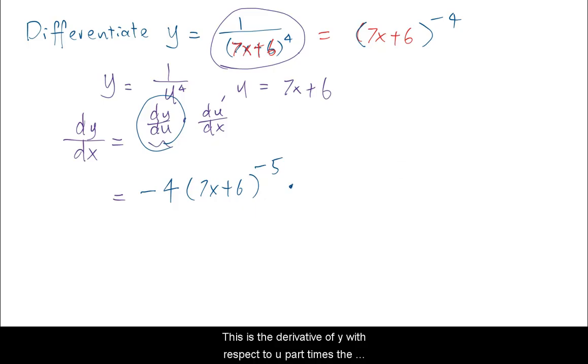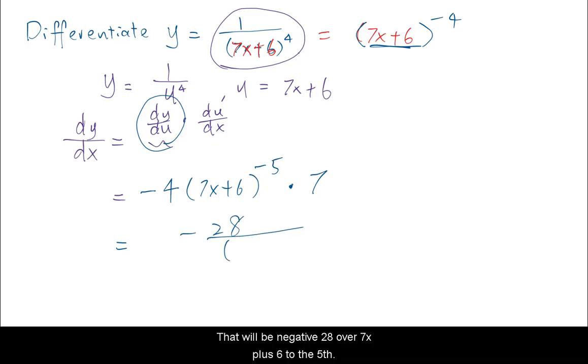Okay. Times the derivative of the red part, which is 7, right? That's it. Okay, that'll be it. So simplify this a little bit. That will be -28 over (7x plus 6) to the 5th.